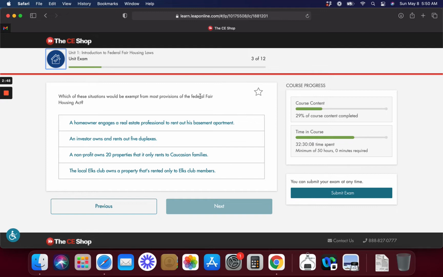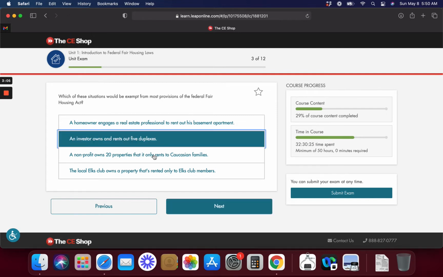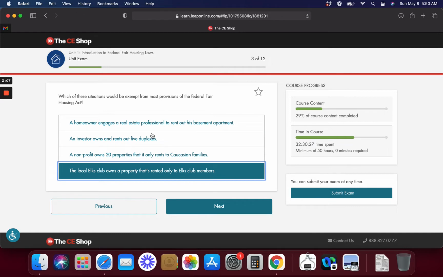Which of these situations would be exempt from the most provisions of the Federal Fair Housing Act? Investor owns and rent would be exempt. This one might be the local club and rented only to its Elks club members. Okay, I think this one because it's a specific organization. This one might be, or this one. If this isn't right, it's that one.